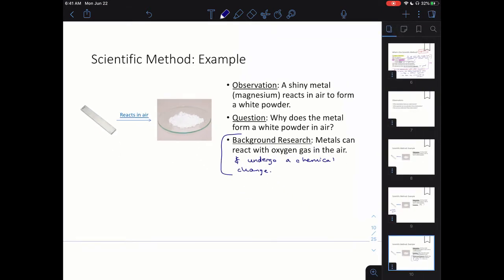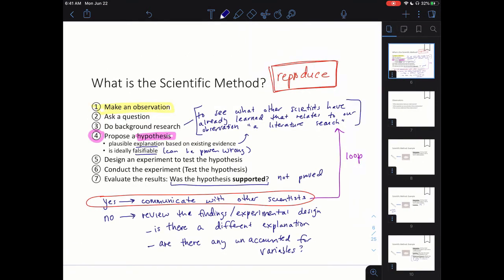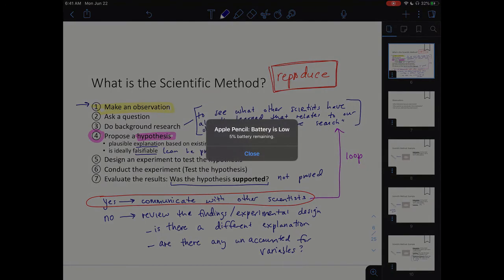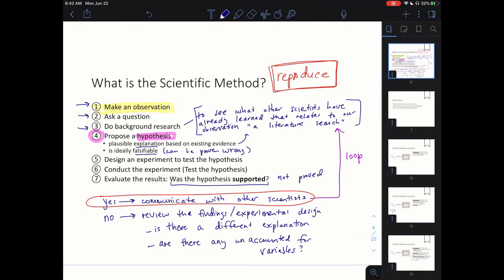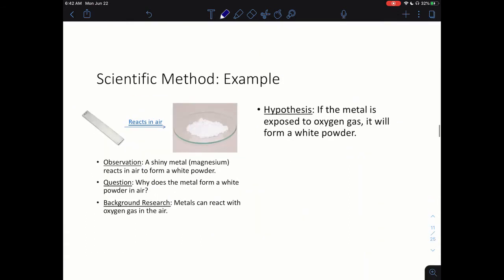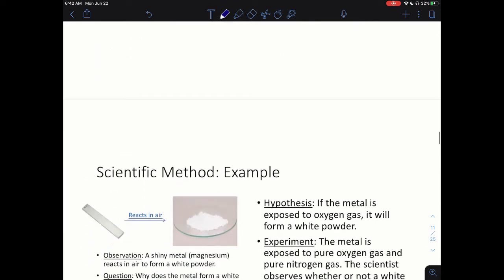Before we do that, let's be sure that we are making the connection to what we've learned. I made an observation, I asked a question, I did background research, and now I'm ready to propose a hypothesis. After that, we will design an experiment. So the hypothesis that I will test is: if the metal is exposed to oxygen gas, it will form a white powder. Now, how will I test this hypothesis?